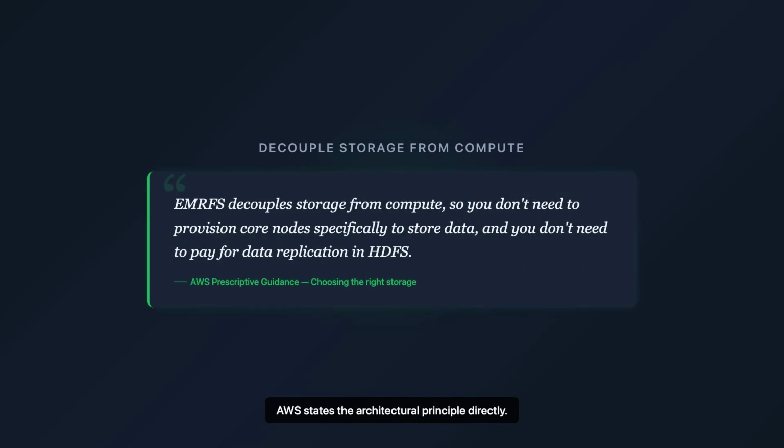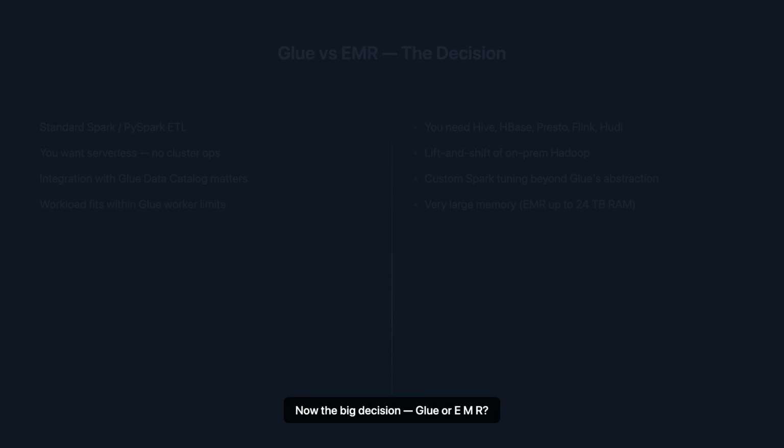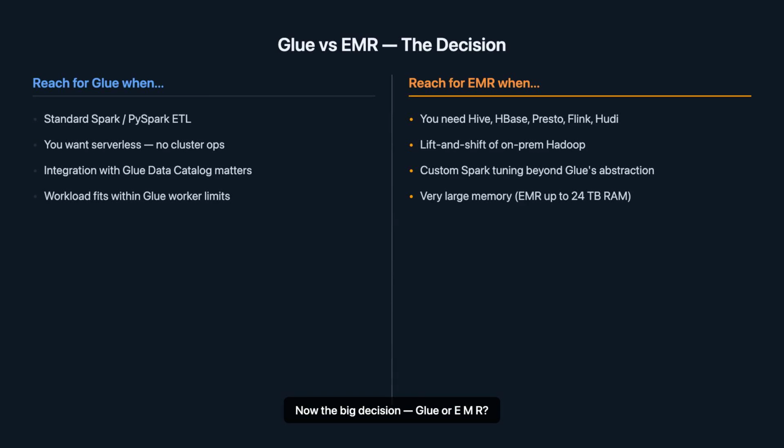Amazon Web Services states the architectural principle directly. EMRFS decouples storage from compute, so you don't need to provision core nodes specifically to store data, and you don't pay for replication in HDFS. When a question mentions transient clusters, sharing data across clusters, or terminating clusters between jobs, the answer always involves EMRFS and S3, not HDFS. Now the big decision: Glue or EMR?